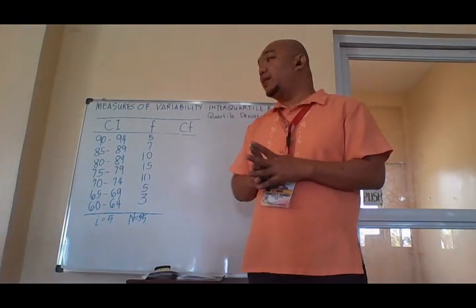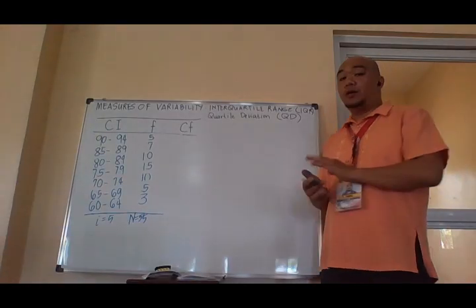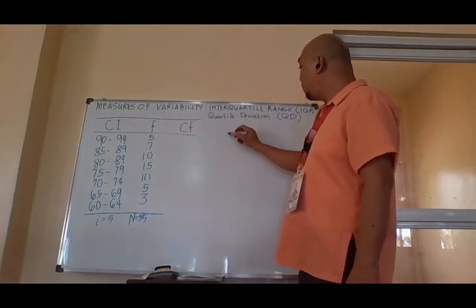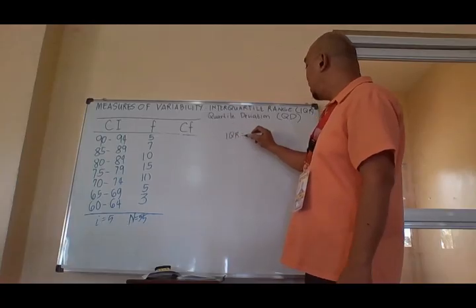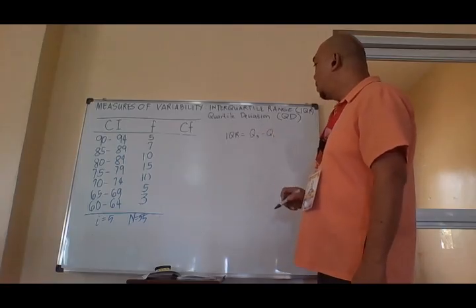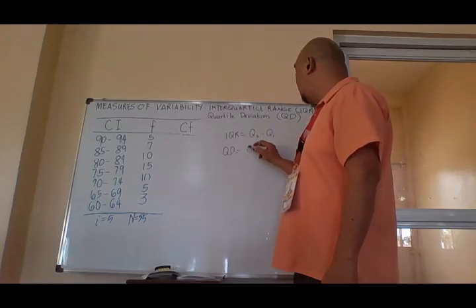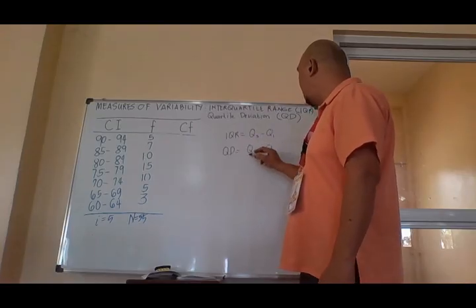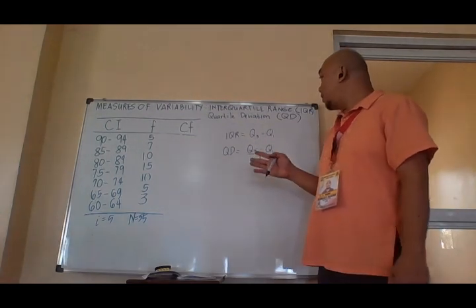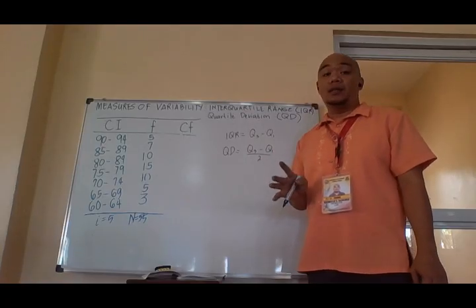So today's lecture will be intended for measures of variability, particularly the interquartile range and the quartile deviation. For the interquartile range, we have our formula IQR equals Q3 minus Q1, while our quartile deviation QD is equal to Q3 minus Q1 all over 2. Both interquartile range and quartile deviation use Q3 and Q1.